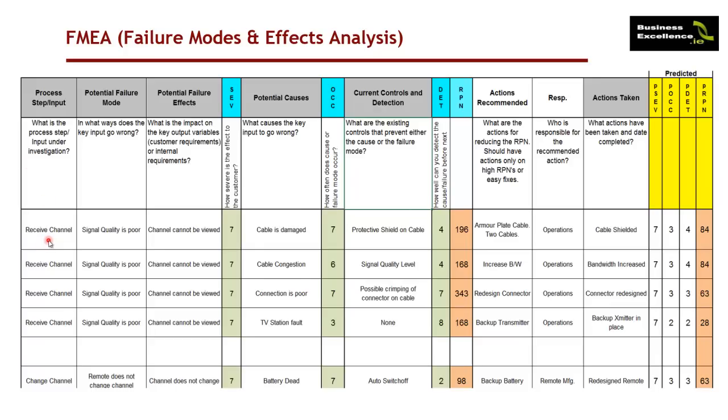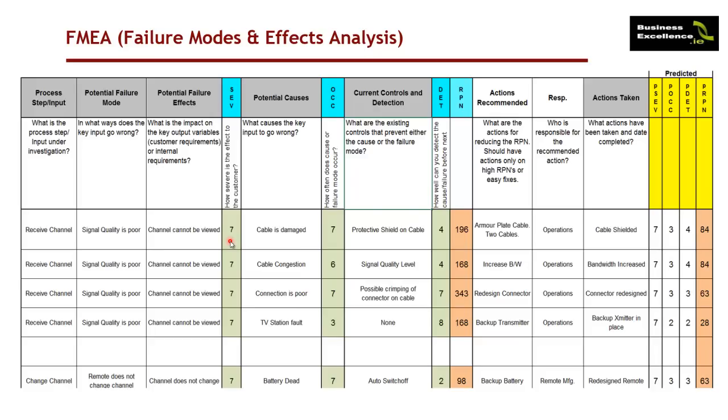So the process we're interested in here is receiving a channel. One of the potential failure modes could be that the signal quality could be very, very poor. The effect of poor signal quality is that the channel can't be viewed. Then we ask ourselves, how severe would that be? On a scale of 1 to 10, 10 being absolutely there's no way we can view it, maybe let's give it a rating of 7.